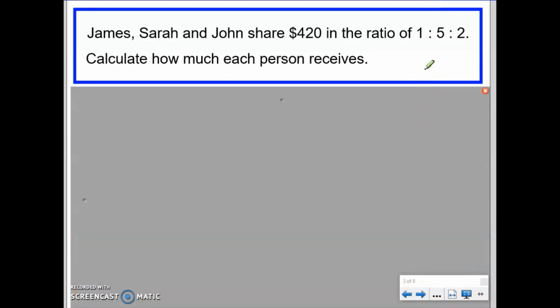Here's another question to have a go at. Remember, you have the ability to pause the video at this point. So if you want to work ahead with this question before I talk through my explanation, then please do so now.